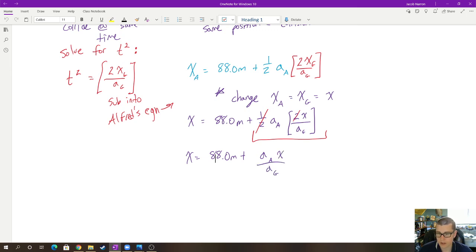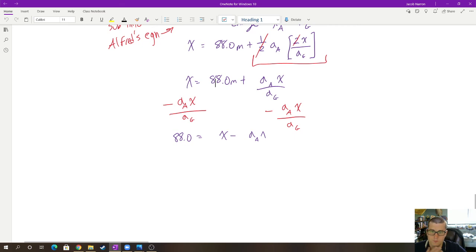So we end up getting this over on the other side. I want to get all my X's in one place, so I'm going to subtract this whole term over to the left side to get rid of it. Whatever you do to one side, you have to do to the other side. So you end up getting this mess.